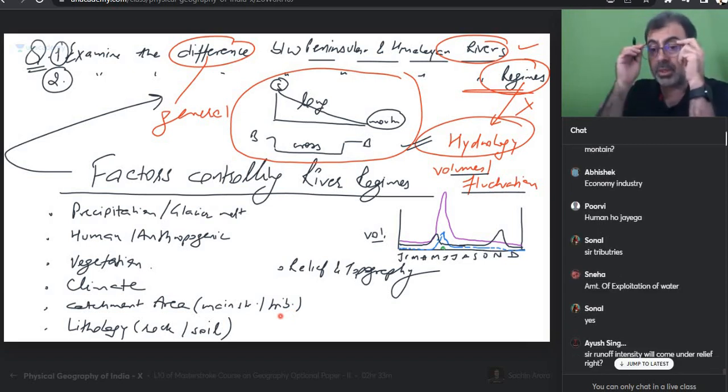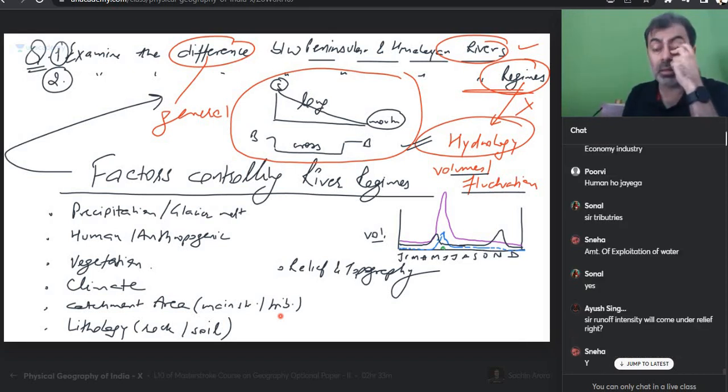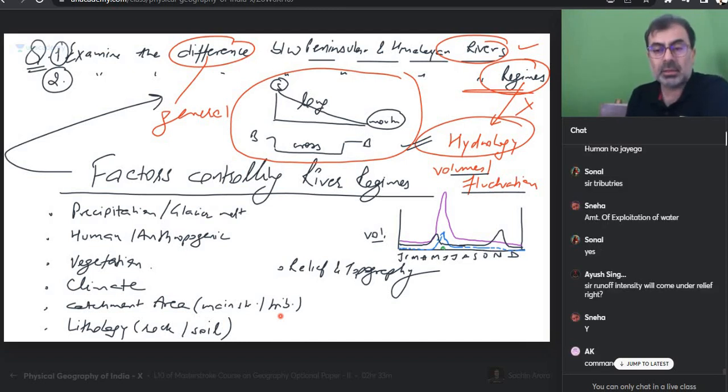Sneh is saying amount of exploitation of water. So Sneh, can I say amount of exploitation by humans? No. So human factor. Ayush is saying, sir, runoff intensity will come under relief, right? Why would runoff intensity come under relief? Do you think runoff is only a factor of relief? Aravali doesn't have much rainfall, but it has relief. So runoff intensity सिर्फ क्या relief से depend करेगा?